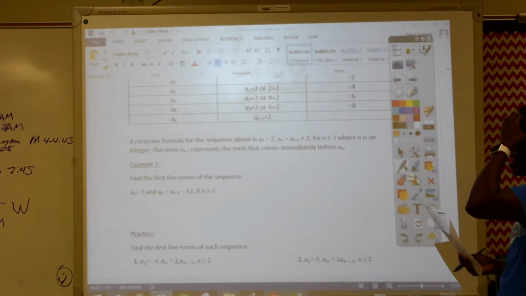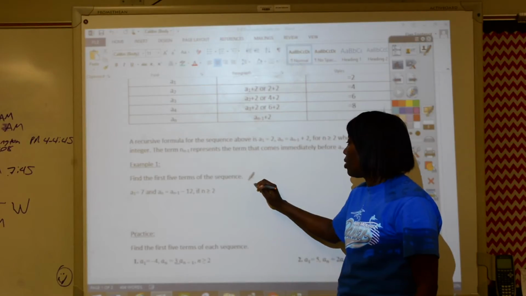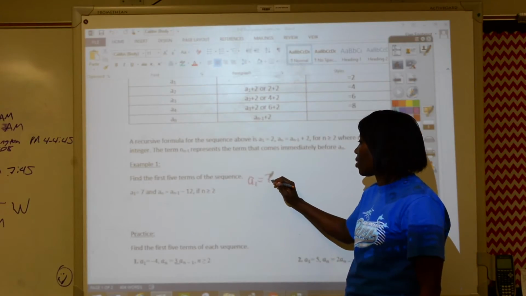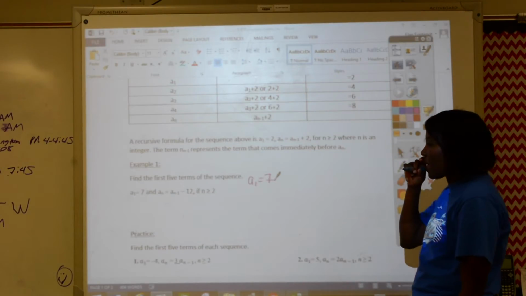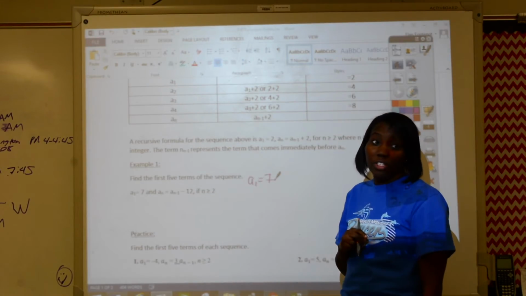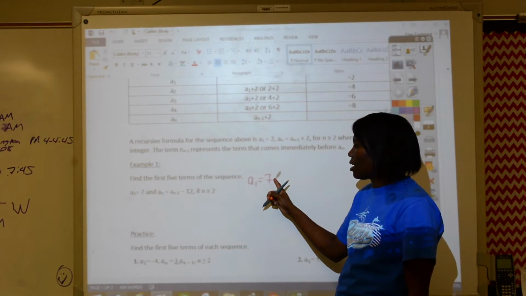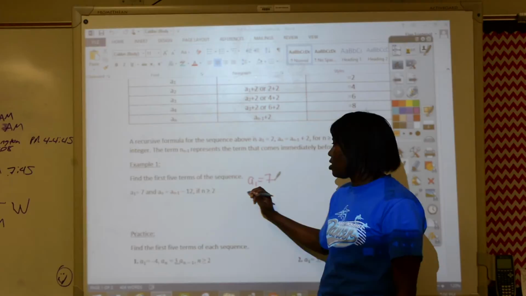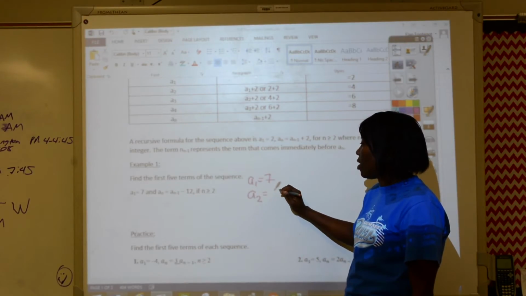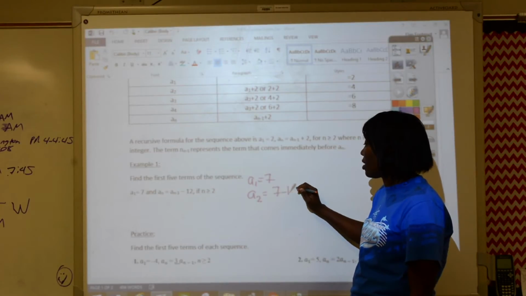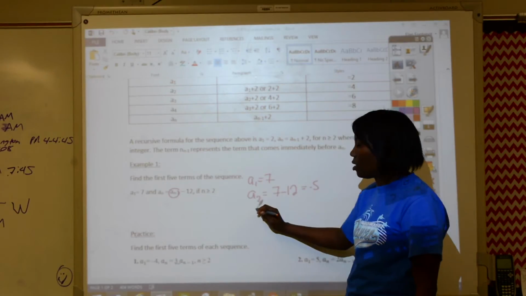Okay, so it says find the first 5 terms of the sequence. So we see our starting number, first term is 7, and a sub n equals a sub n minus 1 minus 12 if n is greater than or equal to 2. So what we do is basically plug 7 into this term. We're trying to find a sub 2. Then we plug in 7 and we end up with 7 minus 12. So it's replacing that, and we end up with -5.